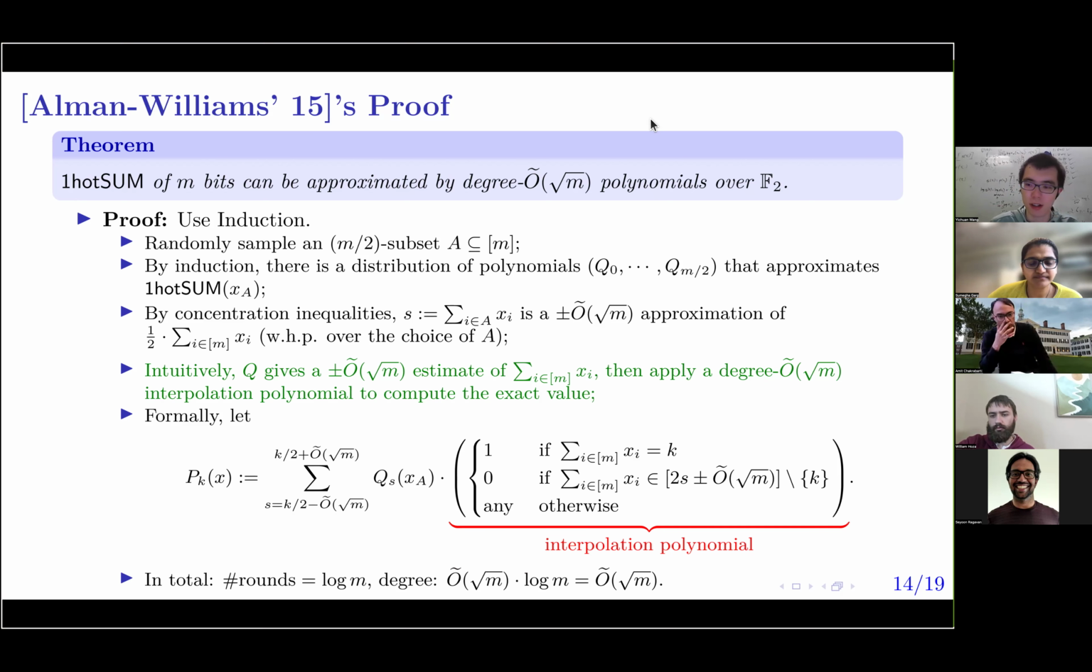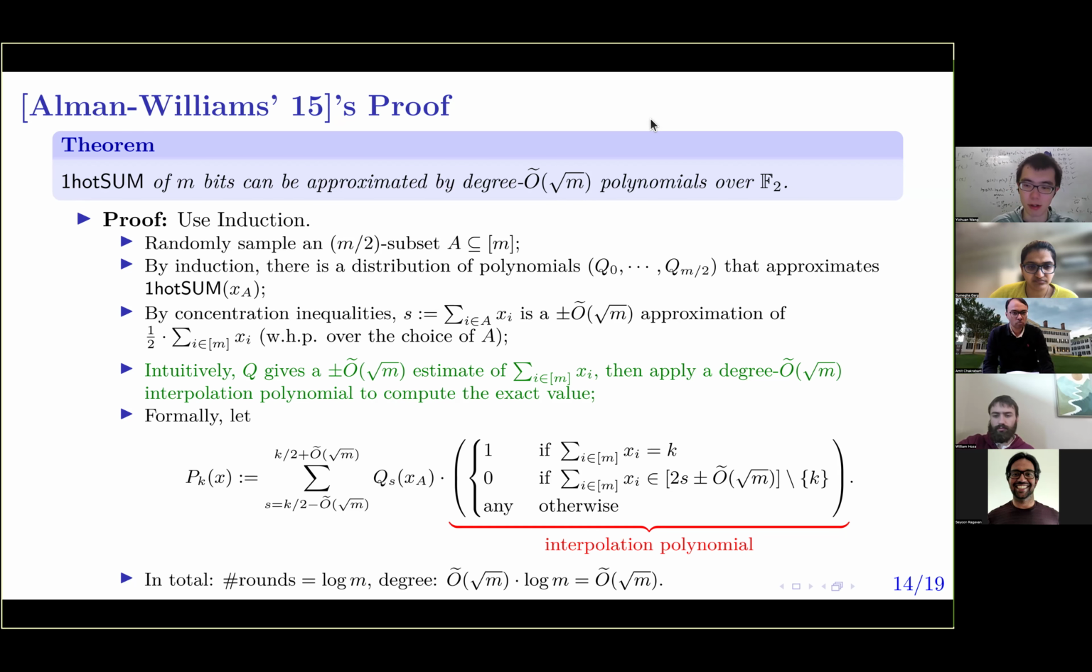Okay, so what's the total cost of all induction rounds? The total number of induction rounds we do is log n, because each round we reduce to half of the input bits. And for the total degree of the polynomial, in each round we get an additional additive square root m degree. So the total degree is still on the order of square root m. Okay, so this was the proof of Alman and Williams.